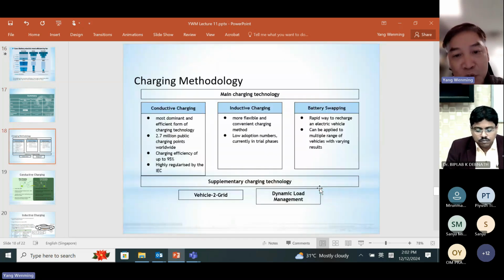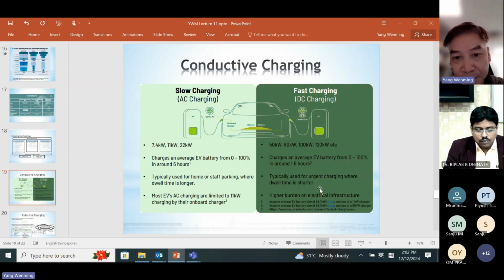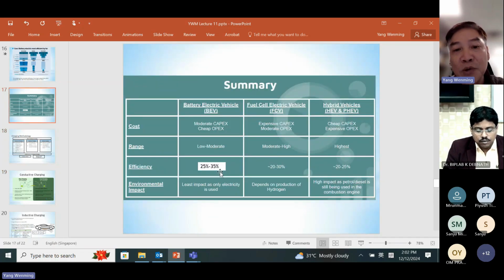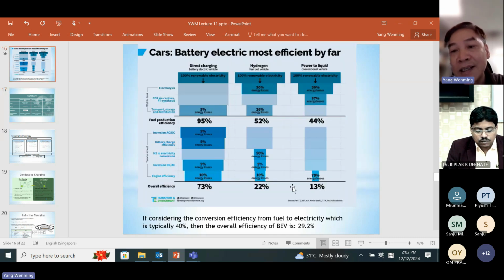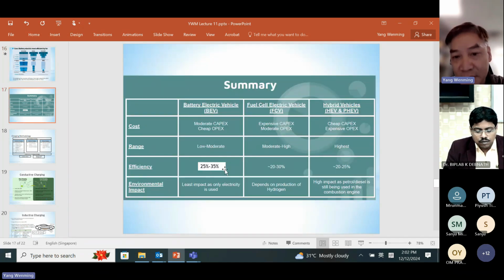And this one is 25 to 35%. Assume the mean is 30%. We assume the power is produced from the coal boiler system, so the overall efficiency is still about 30%. But this other one is only 13%. So if we compare these two methods, this one is still more efficient, which means less CO2 will be produced to produce the same power. Do you understand now?